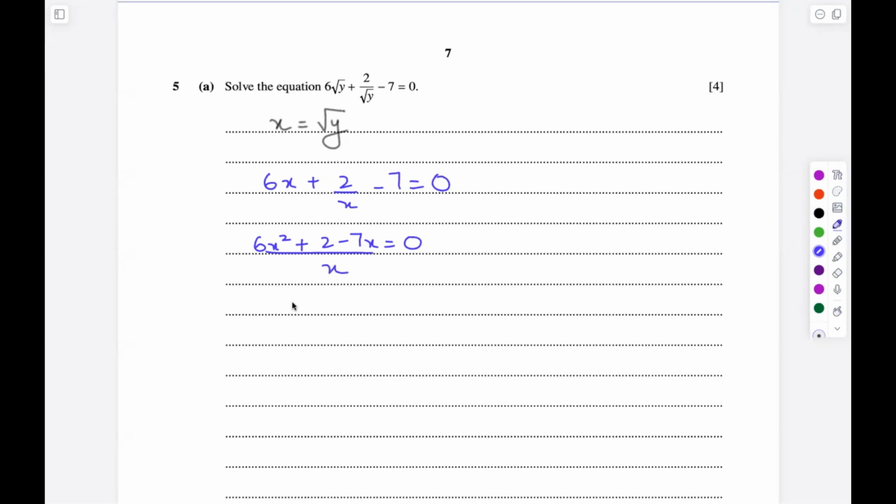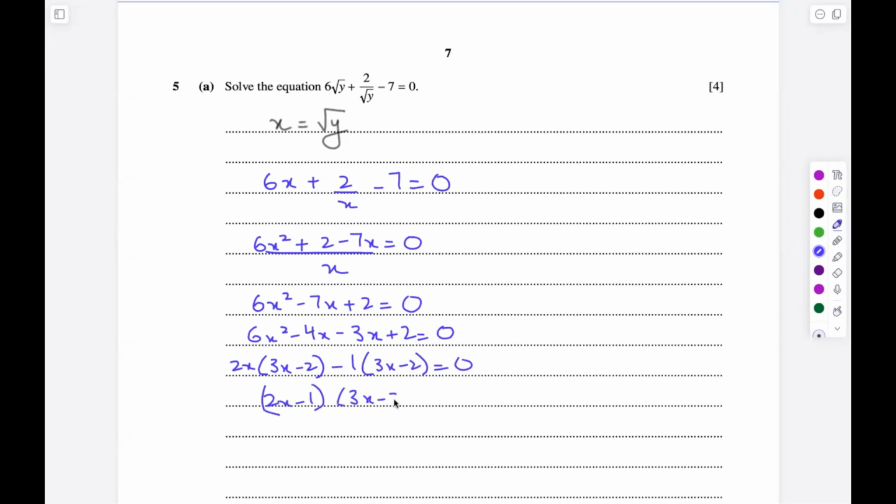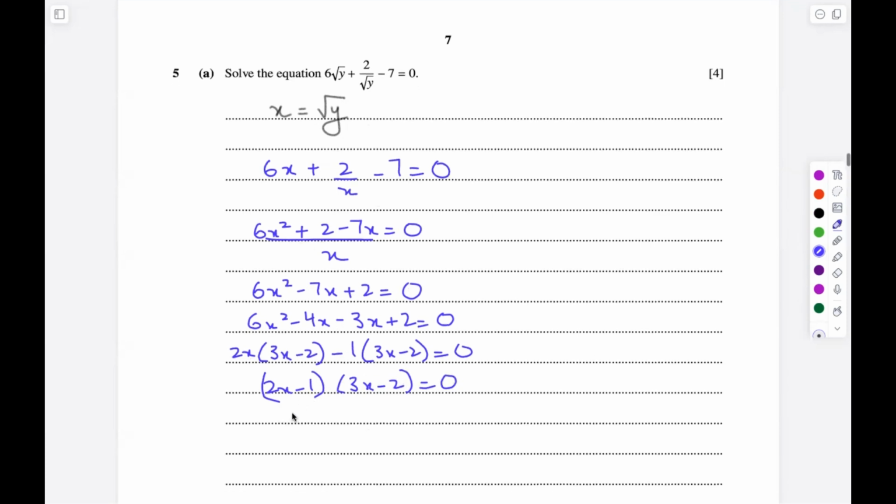Taking the LCM, we'll get 6x squared plus 2 minus 7x equals 0, and the denominator will be x. So we can simplify the equation to write it as 6x squared minus 7x plus 2 equals 0. Factorizing, we'll get 6x squared minus 4x minus 3x plus 2 equals 0. Taking 2x common, we'll get 3x minus 2, and taking 1 common, we'll get 3x minus 2. Simplifying, we'll get 2x minus 1 and 3x minus 2 equals 0. So the two values of x will be x equals 2 upon 3, and x equals 1 upon 2.